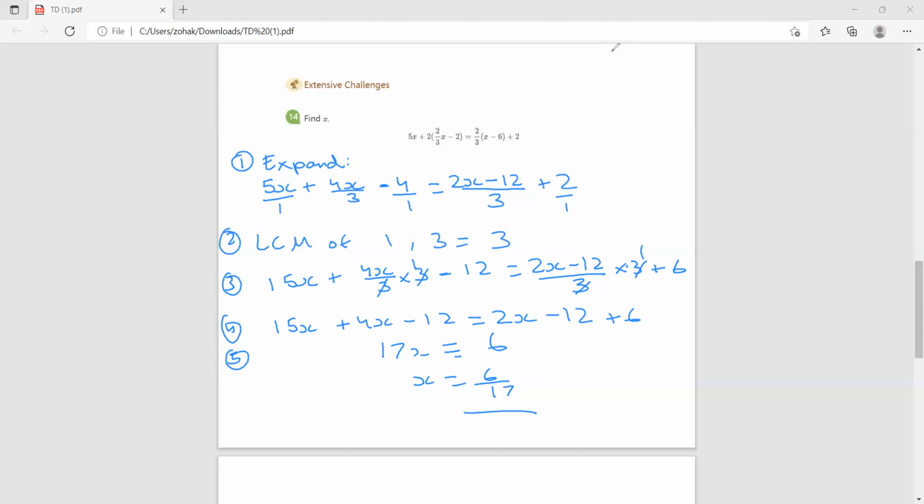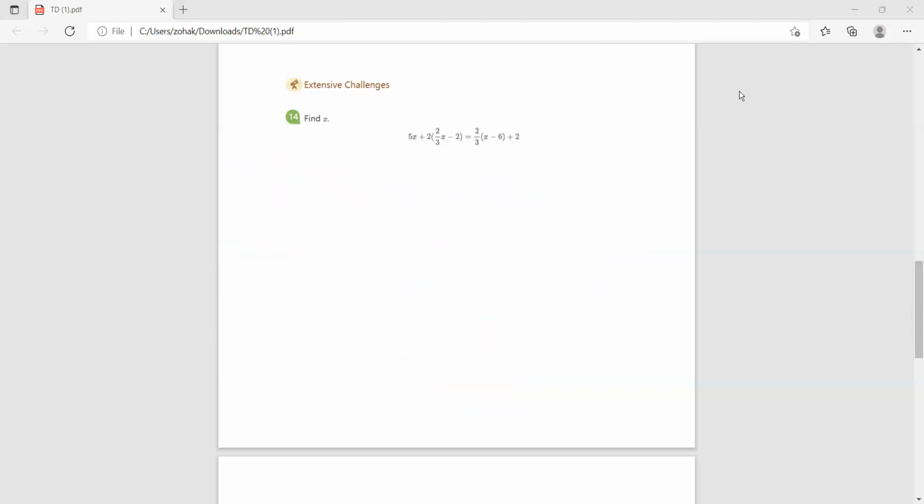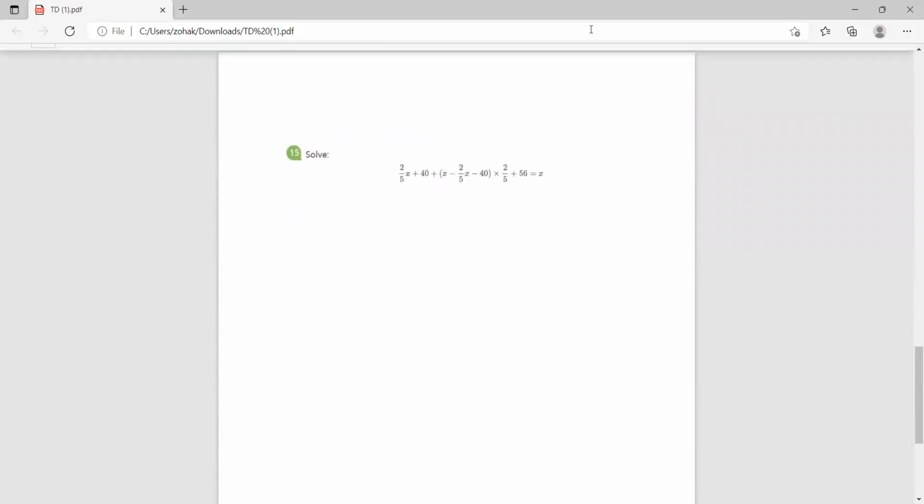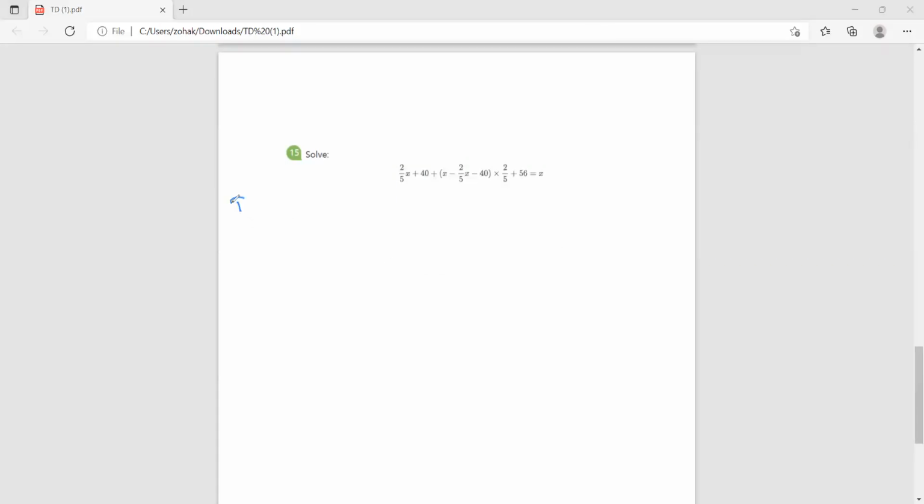Okay, let's go straight on to the last extensive challenge question, and question number 15. So you're nearly done with the topic, everyone. Very well done for making sure that you are concentrating. Okay, so this question is actually pretty straightforward, and it's a nice one to finish on. All you really want to do is just expand and simplify, and that's the way that I've done it. So let's use the expanding and simplification way of doing this.